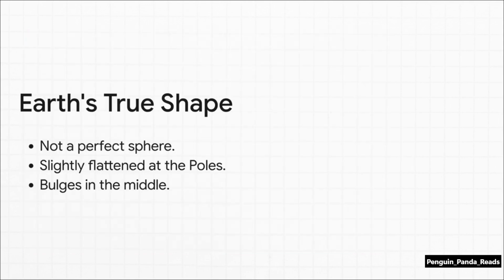And here's a fun fact you might not know. Earth isn't a perfect sphere, not at all. It's actually a little bit squashed at the top and bottom, at the poles, and it kind of bulges out in the middle. Think of it like a spinning water balloon. A globe actually shows this true shape.